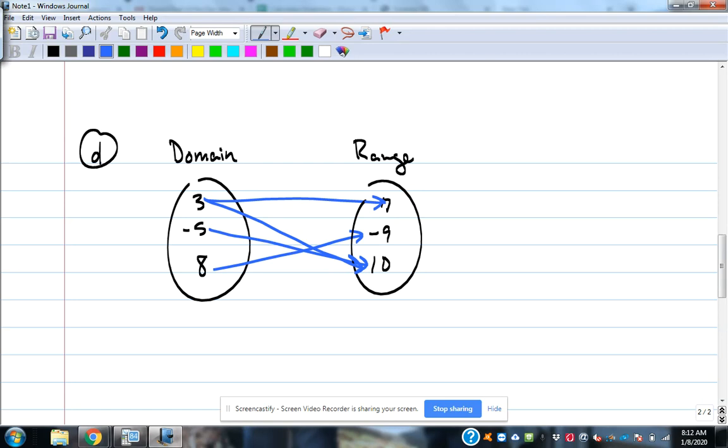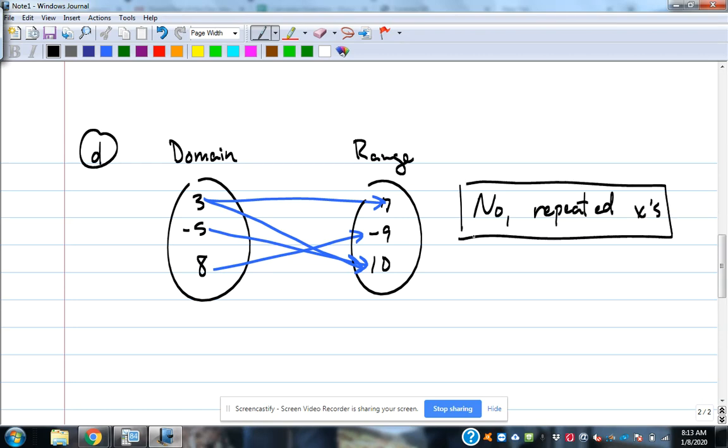So this would be an example of a mapping that is or is not a function. Not. No. It's repeated x's. That's the reason that it's not going to be a function. That's the one rule you've got to follow to be a function.